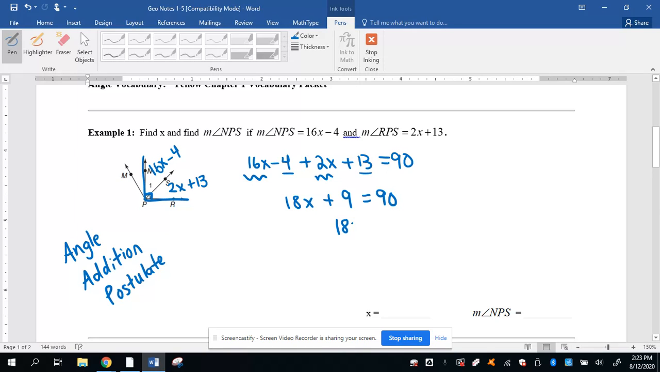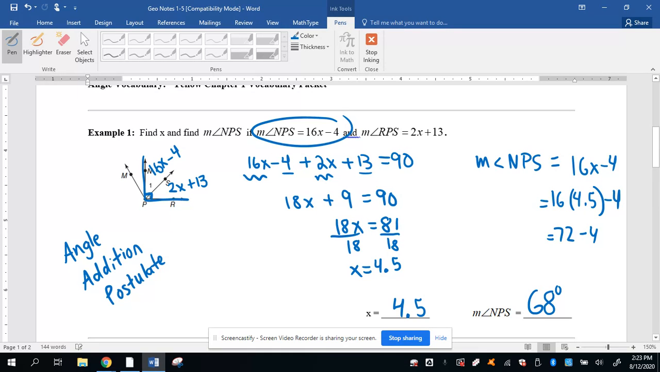Now we want the measure of angle NPS. Measure of angle NPS is this 16x minus 4. So replace the x with 4.5. And just use your calculator, that is fine. You get your 72 minus 4, which is 68. So 68 degrees. Let's move on to the next problem.